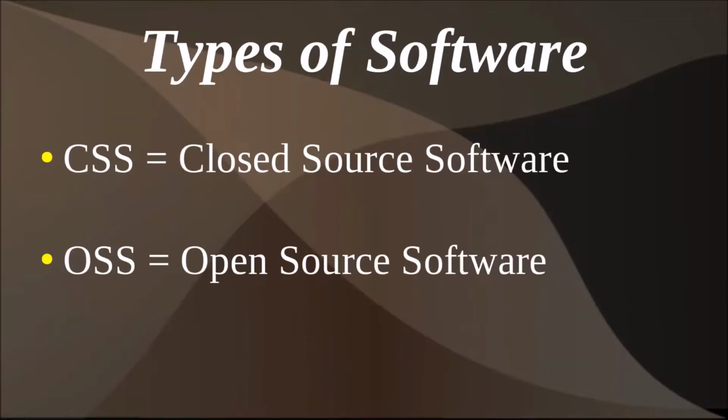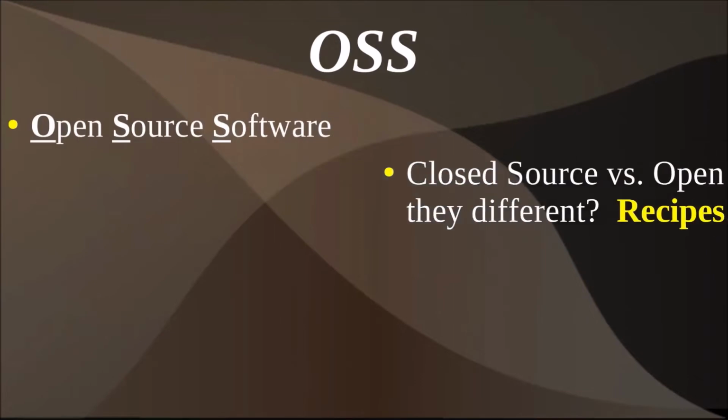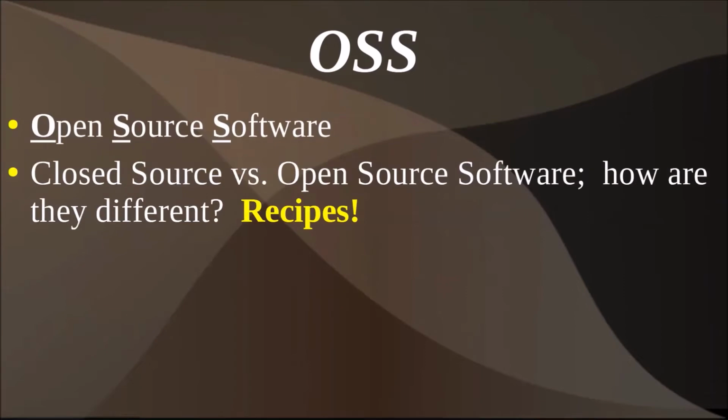So when we look at the types of software, we have closed source software and open source software. The initials for that are CSS and OSS. And I get a lot of people that wonder about what in the world is open source software, and how is closed source and open source software different. And I can easily explain that to people when I talk about recipes.